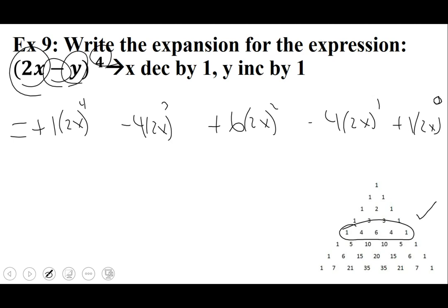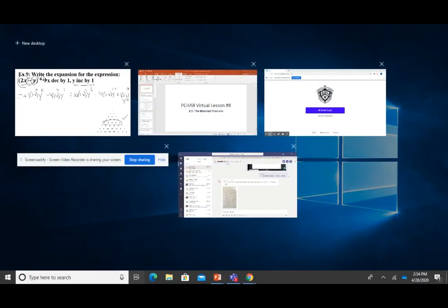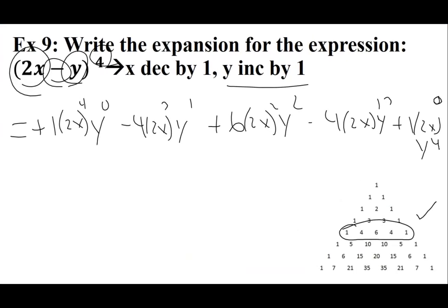Then your second slotted value is just a y here. Remember that the powers of y are going to increase, starting with 0. So this is going to be y to the 0th, to the first, squared, cubed, and to the fourth. And then, of course, in your final answer, you're going to want to go ahead and simplify here.